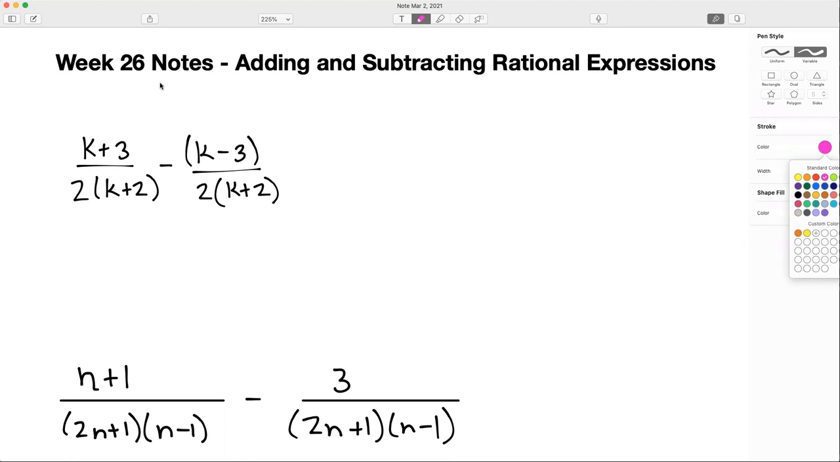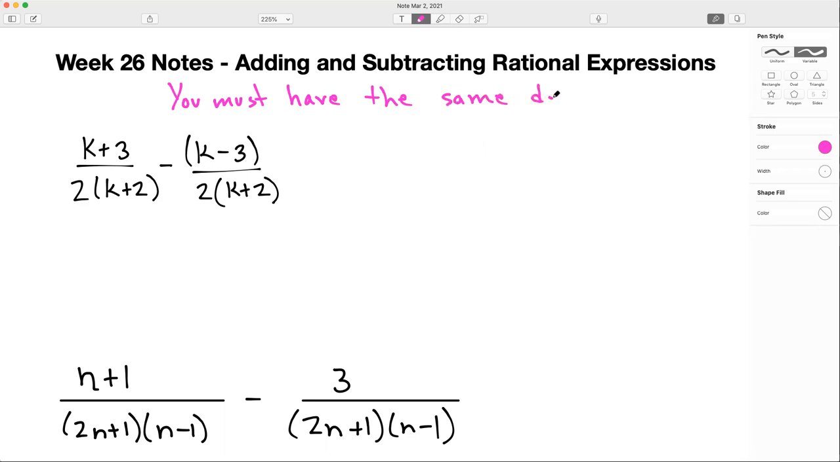And it is this: you must have the same denominator. You must have the same denominator. That's still the rule whenever you are adding or subtracting fractions. So that's why we practiced with regular fractions before we got into the rational expressions.